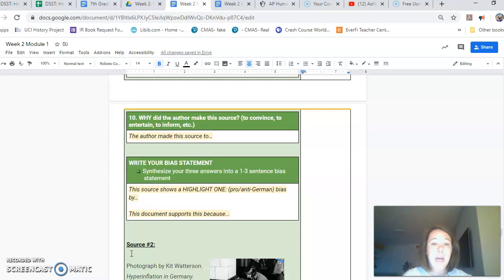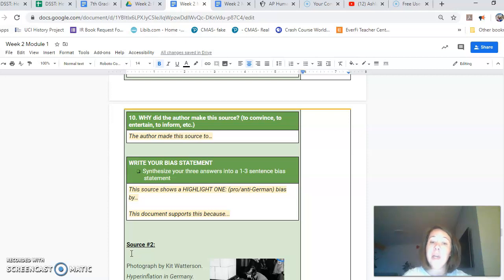Last but not least, you are writing your bias statement. Remember, you are synthesizing the answers into the 1 to 3 sentence bias statement. The source shows, and you are deciding pro or anti-German bias. Remember, pro means for Germany. Anti means against Germany. Bias, by.